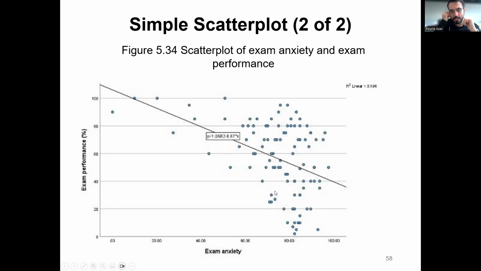So from this scatter plot, here, exam anxiety is less on the left side. Whenever it's like 0 or 20, exam performance is much higher. Whenever I have higher levels of exam anxiety, I have a lower percentage of exam performance. So there is a negative correlation or relationship between exam performance and exam anxiety.